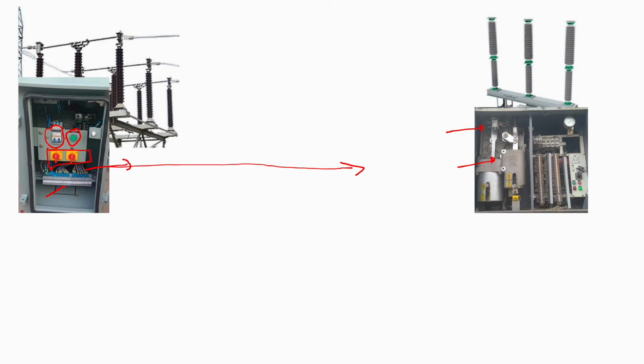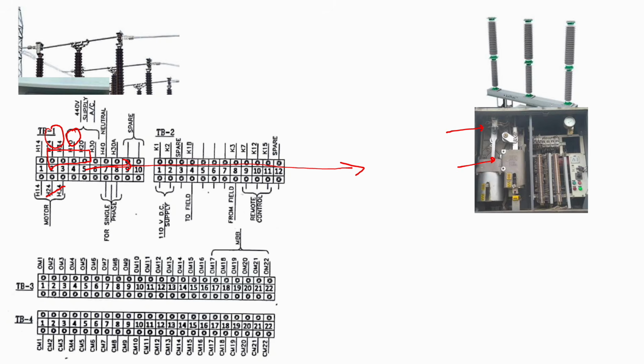Let's try to understand. This is the basic diagram of our isolator MK box. Here you will find the most important things. I will discuss only the most important things here, otherwise you will get distracted and confused. Here TB3 is very important, because you will find the OM contacts, meaning open contacts, and TB4 is our closing contacts, the CM contacts.